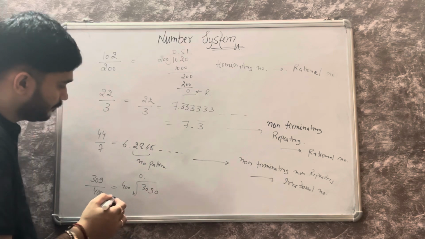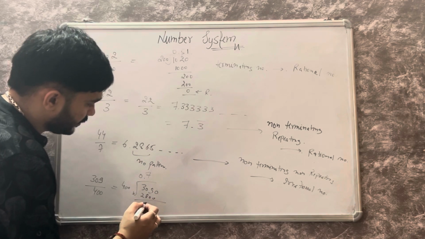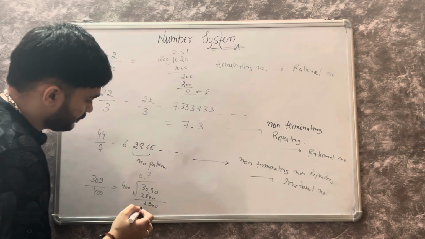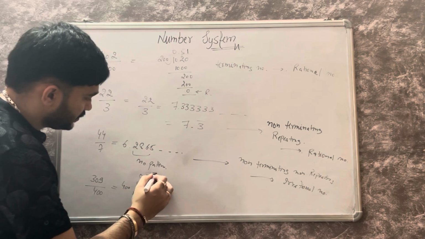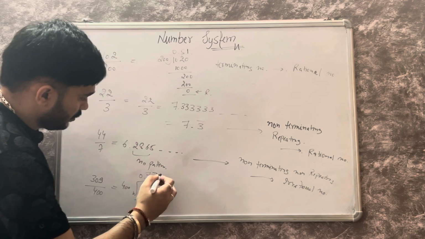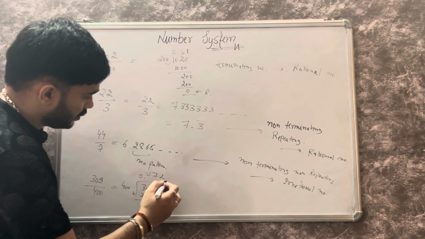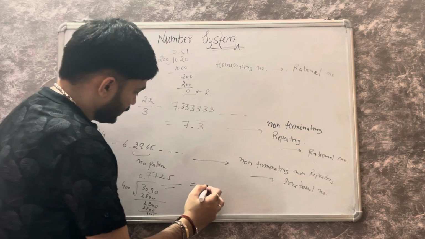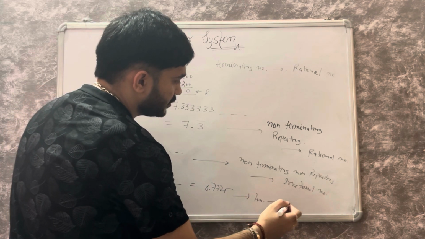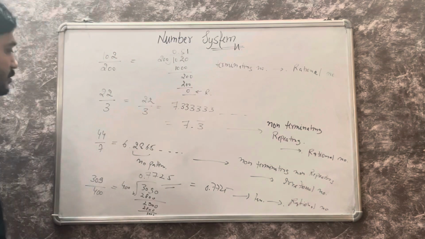So the answer will be 0.7725, that is terminating, and thus this number is also a rational number. That's all for today's class.